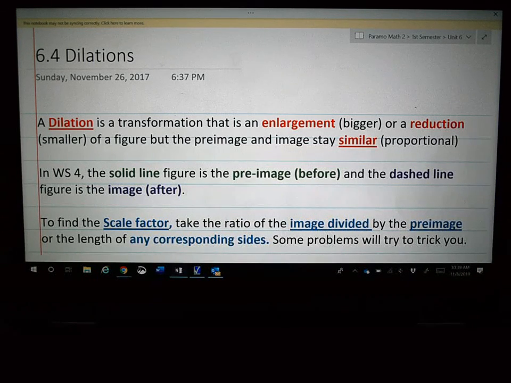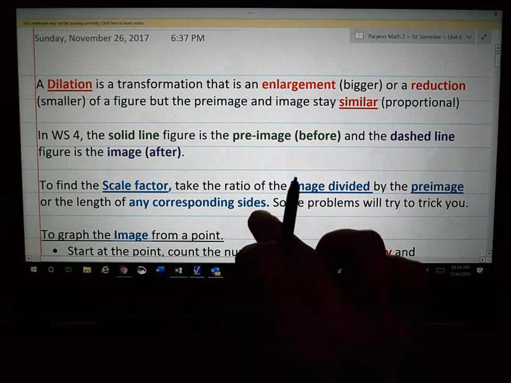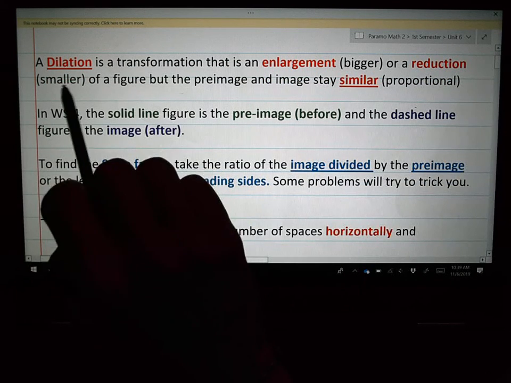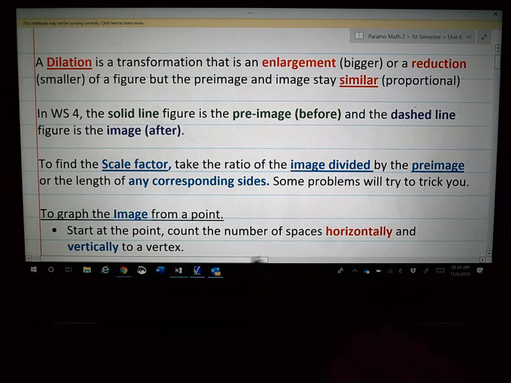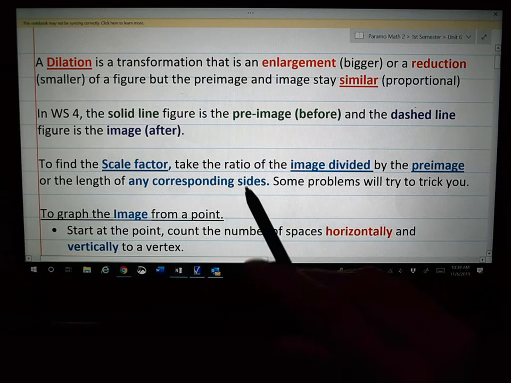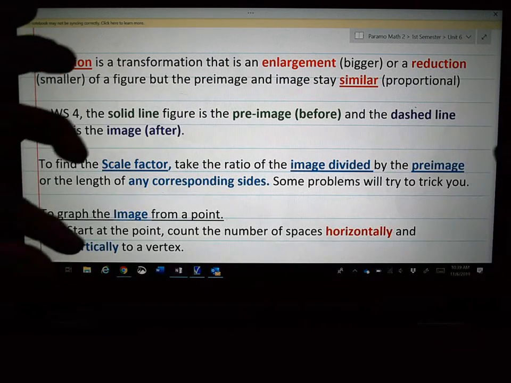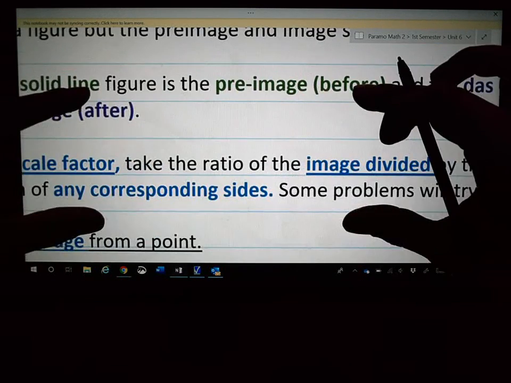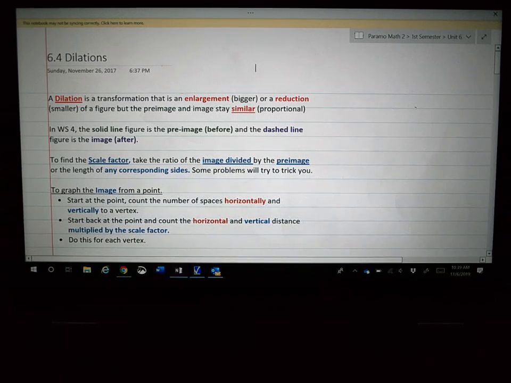6.4 is on dilations. There are going to be easy parts to dilations and hard parts to dilations. The first thing you need to know, the easy part: a dilation is either an enlargement or a reduction. You learn this in probably 8th grade. I think it's an 8th grade standard. Where something gets bigger, it enlarges, that is an enlargement. That's a reduction. Very simple.